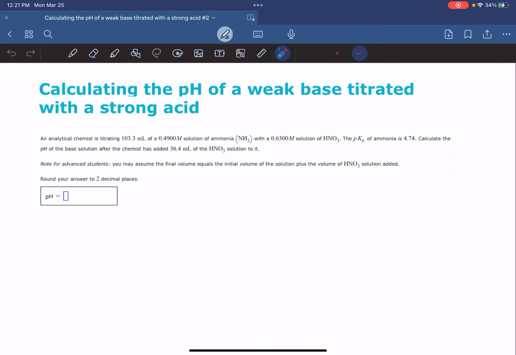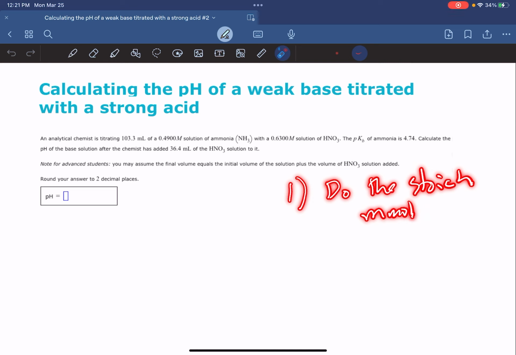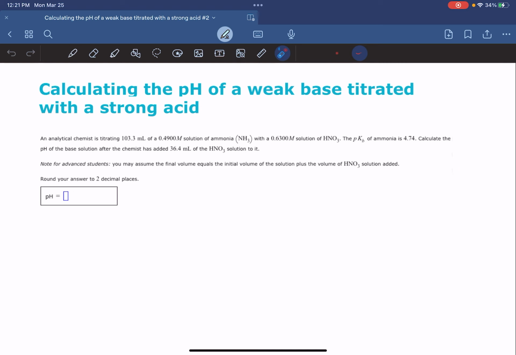Now, a gentle reminder that in every single titration, we do two problems. Number one, do the stoich. In other words, we are going to write an equation of the acid reacting with the base, and it's going to be done in millimoles. It can also be done in moles, but we don't want to have to convert from milliliters. That's step one. Step number two is, after we've taken care of this HNO3 that we're adding in, we're then going to do the equilibrium.